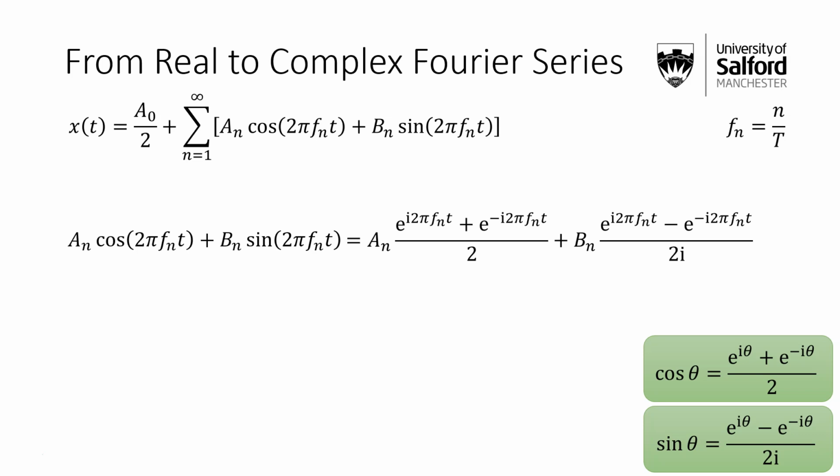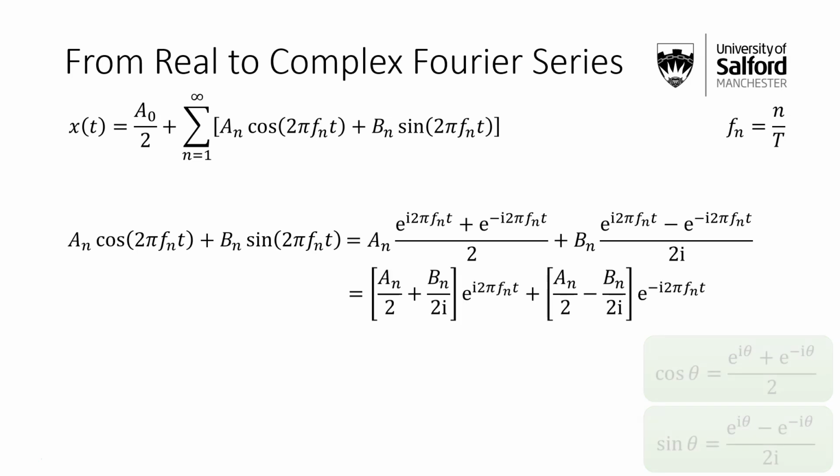I've got some that have positive exponents and some that have negative exponents. So I'll just gather those together and put the coefficient in the bracket. So now I get an over 2 plus bn over 2i times this positive one with the positive exponent, e to the 2 pi fn t. And then I get another one, an over 2 minus bn over 2i times one with the negative.